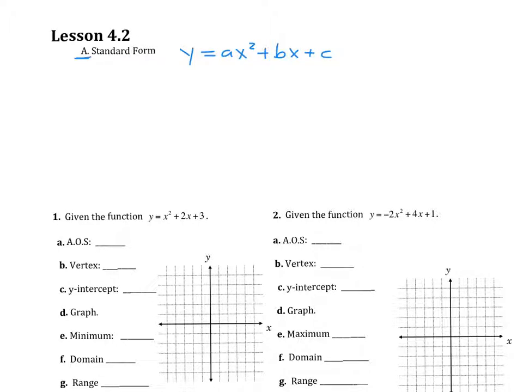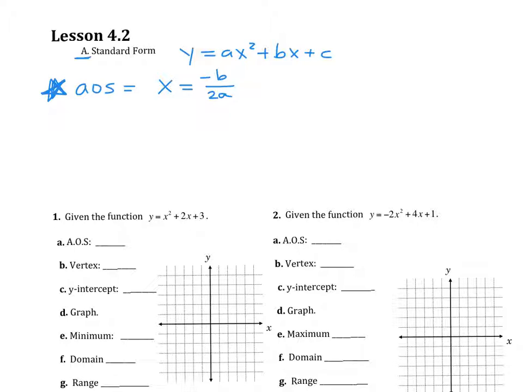In standard form, you are going to have to find your axis of symmetry first. And there's an equation for your axis of symmetry that you're going to want to memorize. You want to know this by heart. It's not hard, you just need to know it. The axis of symmetry equation is x equals negative b over 2a.